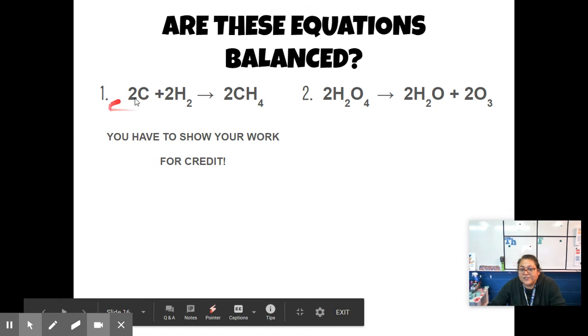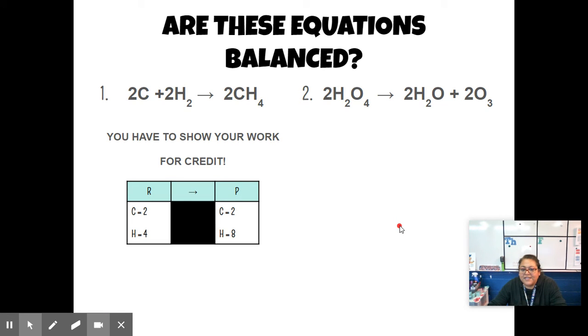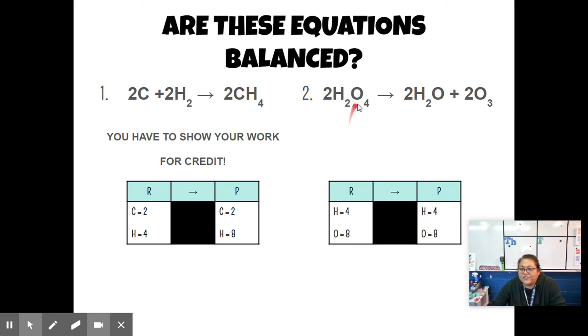Let's check your work. So for the first one, you should have 2 carbon, 2 hydrogen on the reactant side, 2 carbon, 8 hydrogen on the product side, because 2 times this 1 carbon is 2 carbon, 2 times these 4 hydrogen is 8 hydrogen, so not balanced. Number 2, 4 hydrogen, 8 carbon, 4 hydrogen, 8 carbon. This one's balanced. So on this side, my 2 times 2 is my 4 hydrogen. My 2 times this 1 oxygen, so there's 2 here, and then 6 here, and 2 plus 6 is 8.